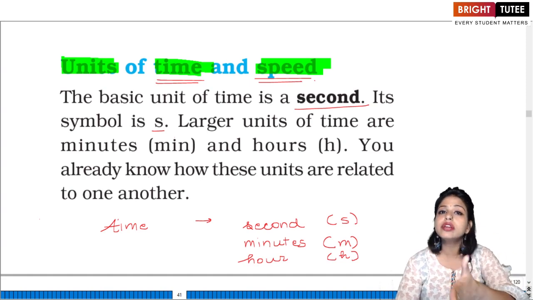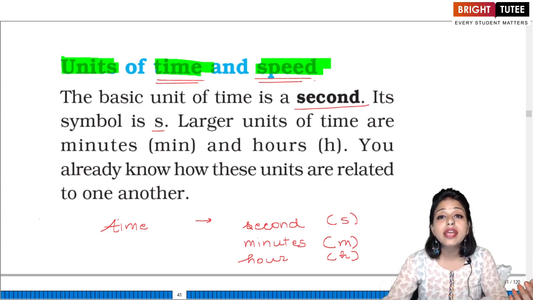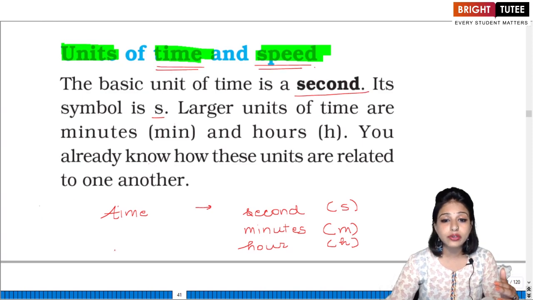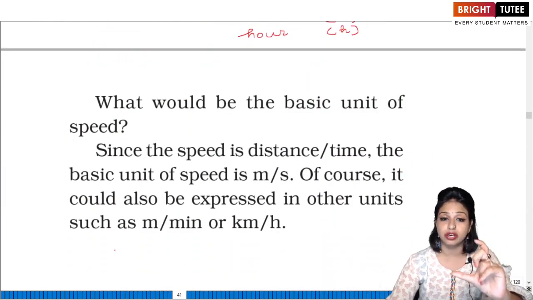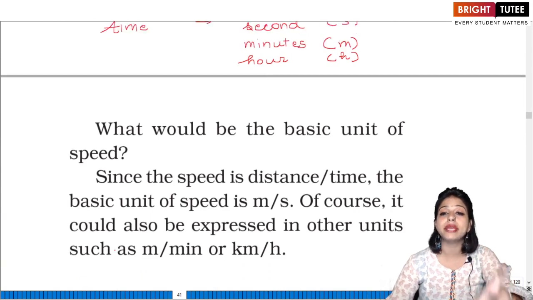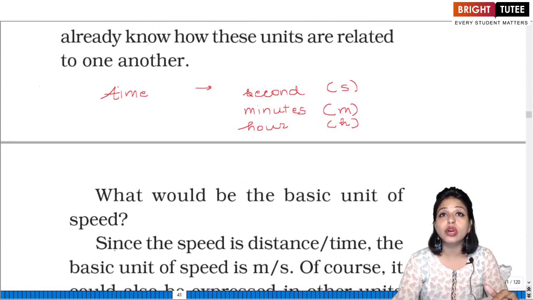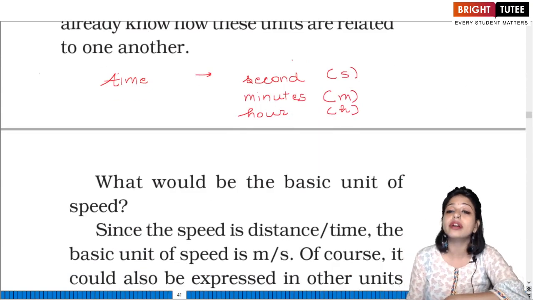Now we already know that these units must be related. Why? Because they are the units of the same quantity. When they are referring to the same quantity, students, they must have some relation to each other. So what will be the basic unit of speed? Before going to that, let me give you the relationship between the quantities for time.